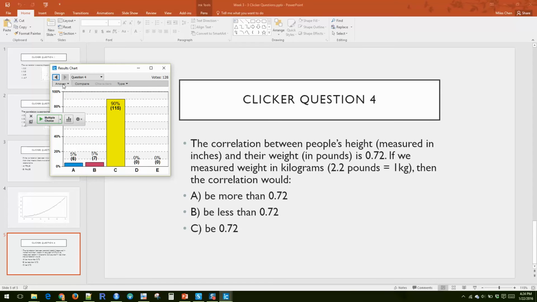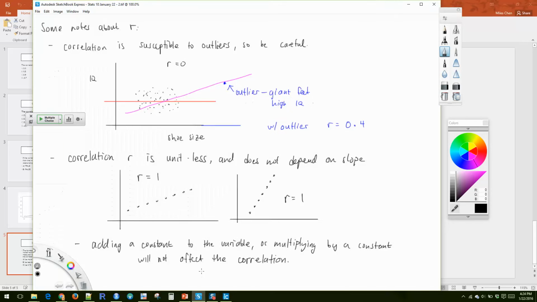All right, and indeed the answer is C. Converting from pounds to kilograms involves multiplying or dividing by 2.2. So that is just multiplying our data values by a constant. Like we just stated in our notes, that will not affect the correlation. Adding a constant to the variable or multiplying by a constant will not affect the correlation.